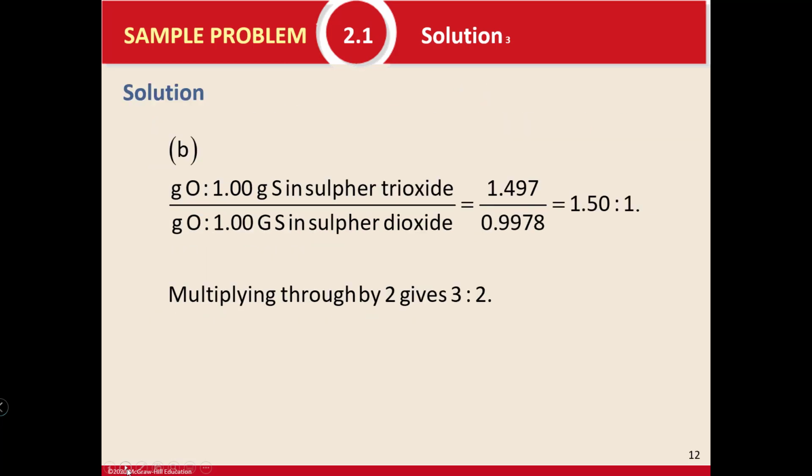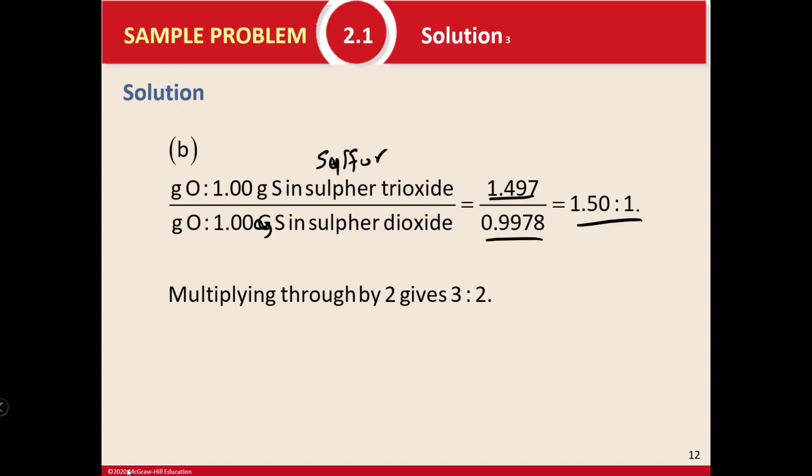Okay, so in sulfur trioxide, it's funny, this person's using the English version of sulfur. This is the American version of sulfur. All right, so sulfur trioxide is 1.497. Sulfur dioxide, it's 0.9978 grams of oxygen based on 1 gram of sulfur. There's a lot of typos here. And so we get 1.50 to 1.